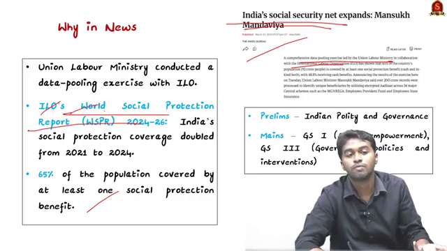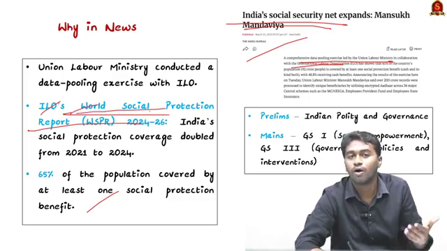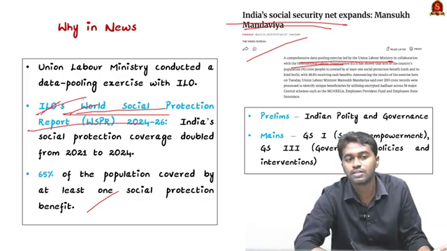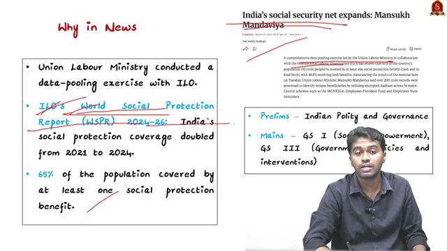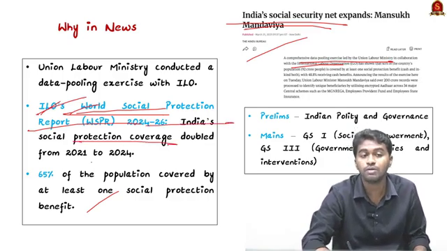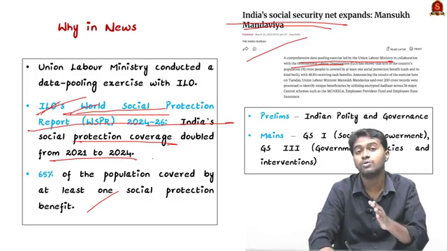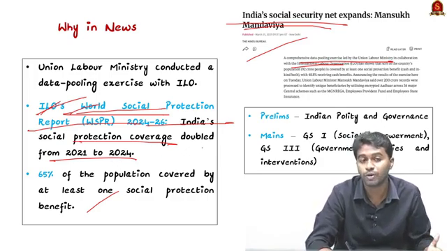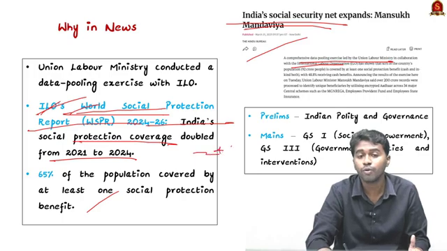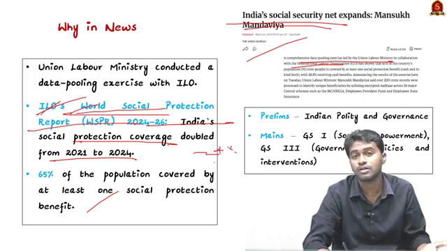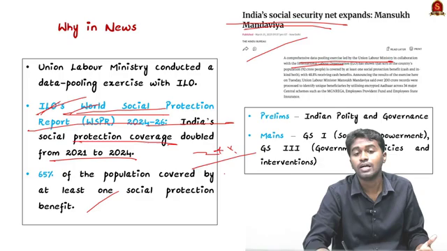Sometimes there will be questions like which of the following organizations releases the World Social Protection Report, and remember, it is ILO. This report found that India's social protection coverage has doubled between 2021 and 24. For example, if you take the 92 crore or the 65% of the population, in 2021 only 24% benefited from cash benefits, but now it is 48.